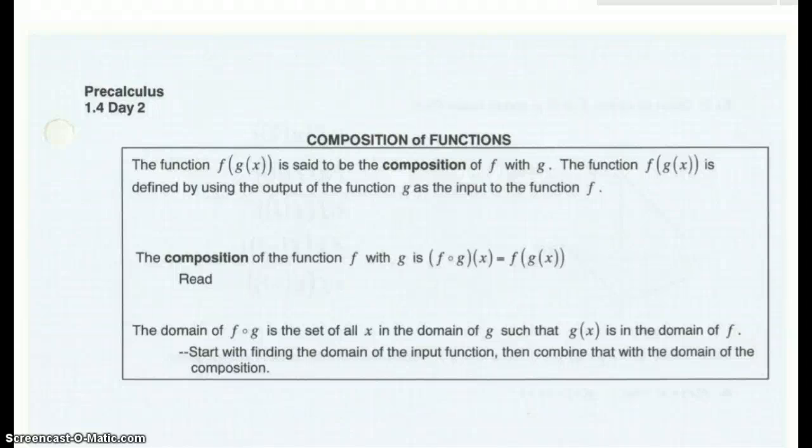Good afternoon, ninth period. I regret to inform you that I am participating in a staff development project this period, and so you get to have virtual Mrs. Hayden. And so we begin by talking about composition of functions.